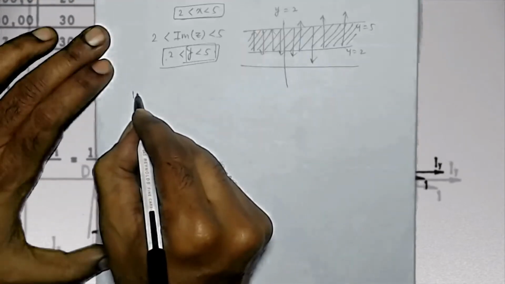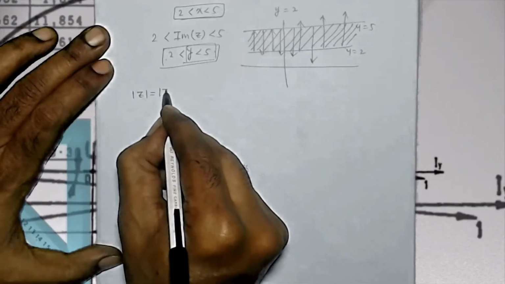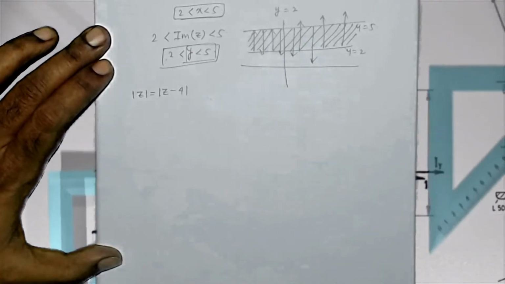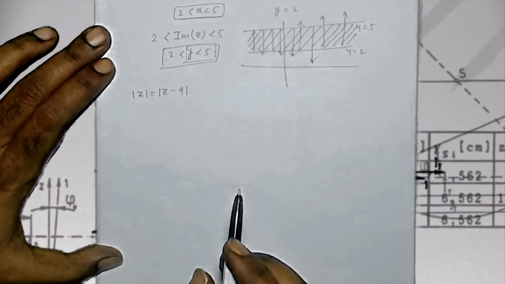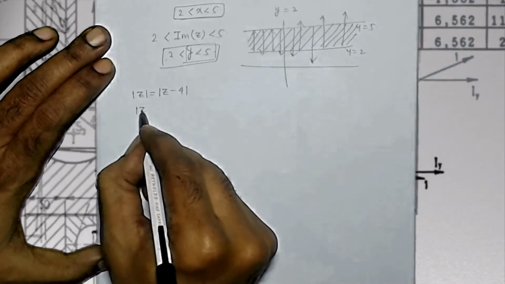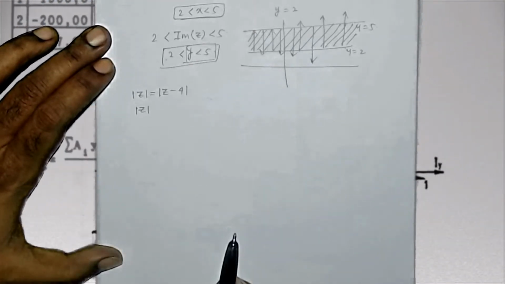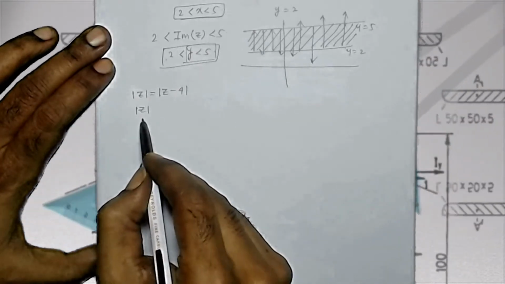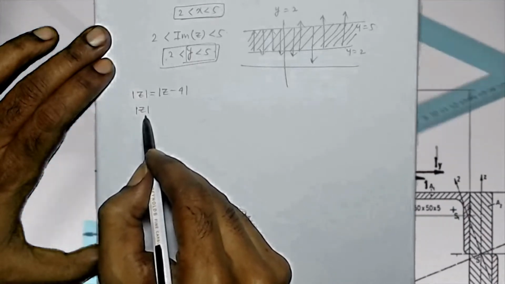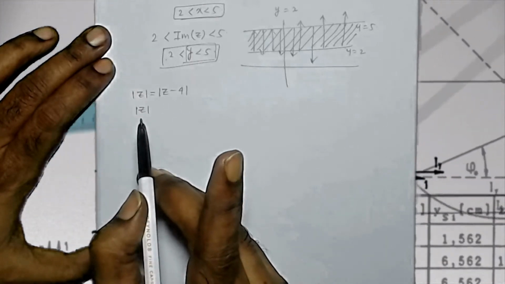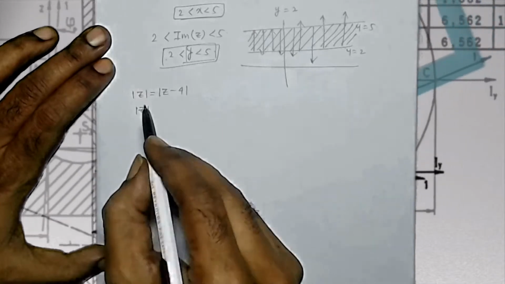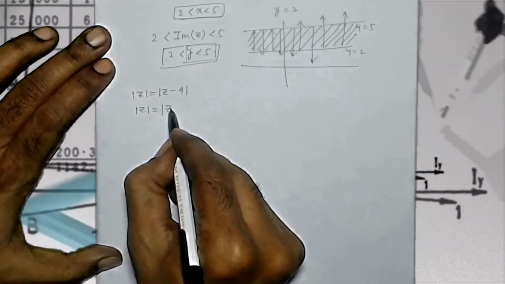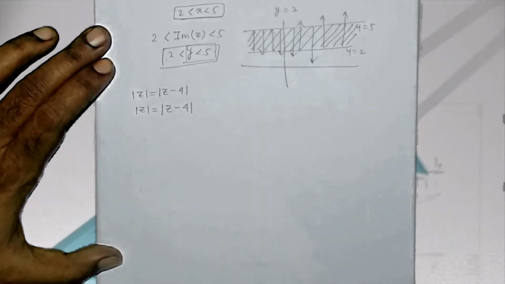Now, if the question is mod z equals mod of z minus 4, locate the complex number on the complex plane. So how to do this? First of all, we have to understand what is mod z. z is any arbitrary point. It is moving on the complex plane. What is mod z? It is the distance of that variable point from the origin. And that distance is the same as the distance of that point from the point 4, 0.